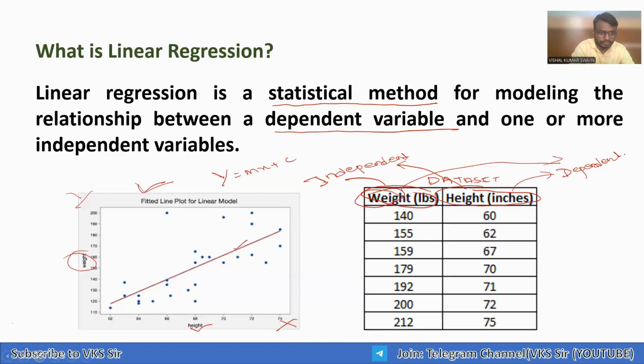This is the equation, and with the help of this equation we will draw this line. Our goal is to draw this line so that it fits in the best way according to the data points. These are all the data points. So based on these values, the line is fitted to the data points.